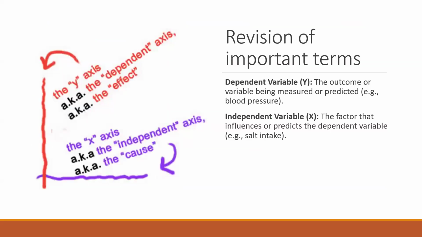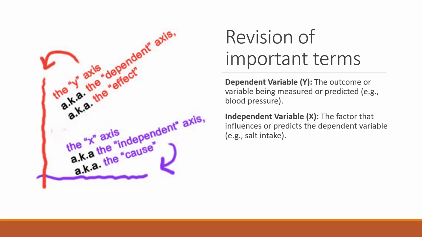So first of all, I will be repeating some very important terms which have already been done in the past few days, but they will be repeated in today's lecture. So I want to go through them very quickly. We will start with what is dependent variable. The outcome or the variable being measured or predicted is known as dependent variable. Dependent variable is always explained on the y-axis.